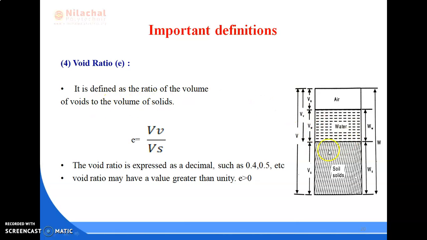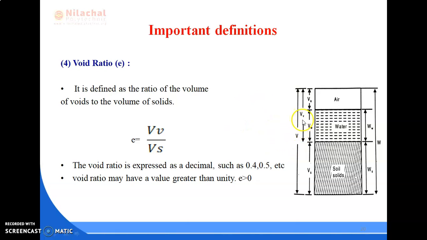As shown, this is the three-phase diagram. We already discussed it in the previous class, but again I will discuss it. The lower part is the solid, above it water and above it air. And in the left part, V is the total volume of the soil sample.